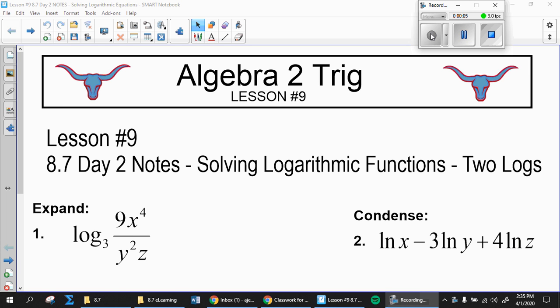This is day 2 of solving log functions. I want you guys to go ahead and do these two problems on properties of logs. So go ahead and pause your video. Once you're done with these two questions, unpause your video and the answers will be there.